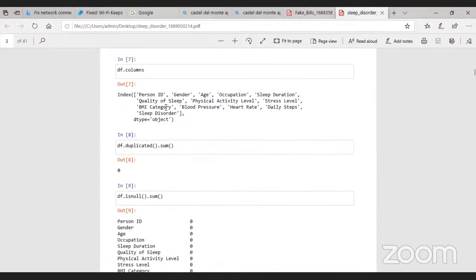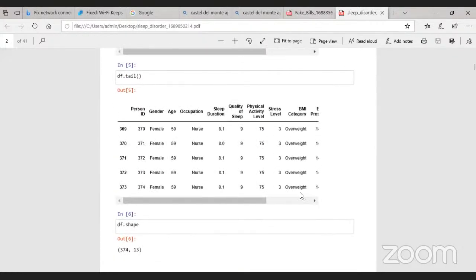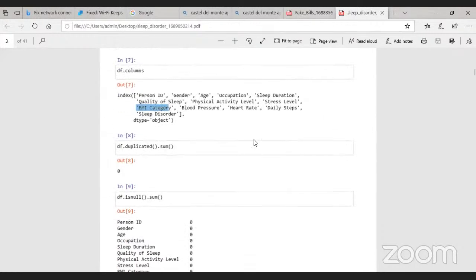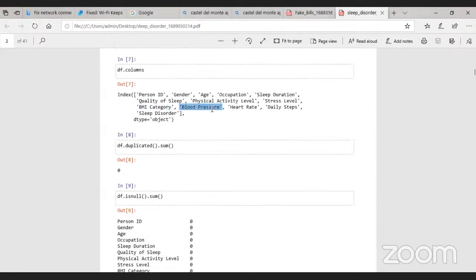So what next? We also saw the BMI category, whether you are obese, not obese, overweight, or normal. Then people also looked at the blood pressure and heart rate. Like I told you, these things can also come from the smartwatch itself, and the daily steps you are taking, how many steps you take on a daily basis, that could also be generated using the smartwatch. And then finally, this sleep disorder. The sleep disorder has three categories we spoke about, right?